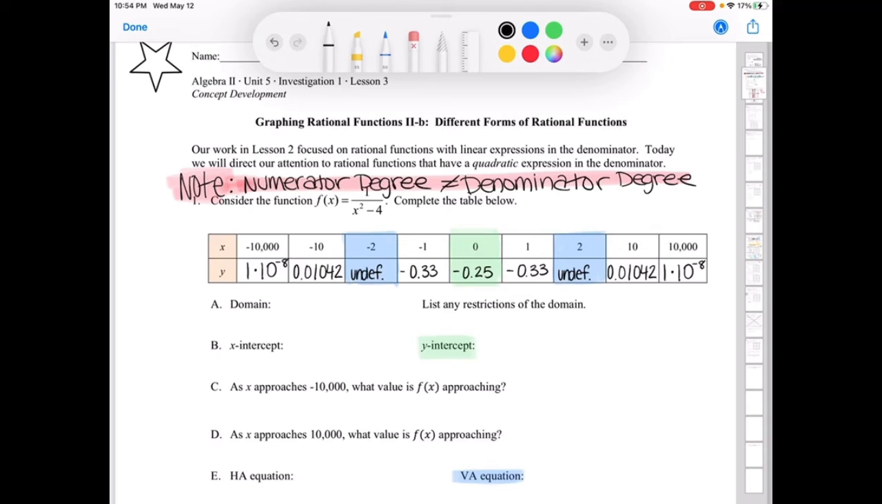Moving on to the concept development, we're going to be looking at a function that's a little bit different than we're used to. It's in a different form. We're used to looking at a function that has a numerator and denominator with the same degree, because then we can get our horizontal asymptote really easily by dividing those coefficients. Here we have a denominator that has a greater degree than the numerator.